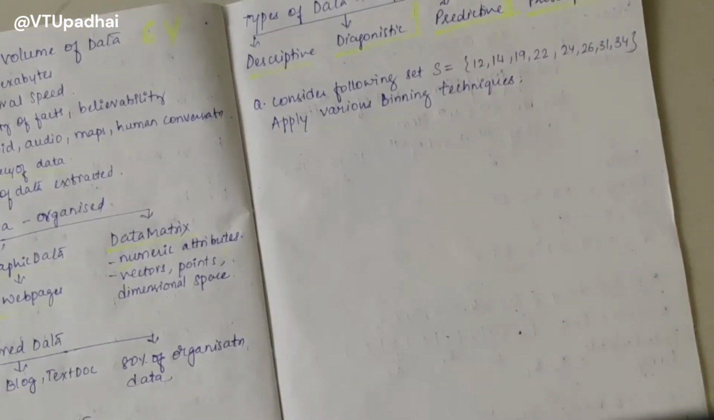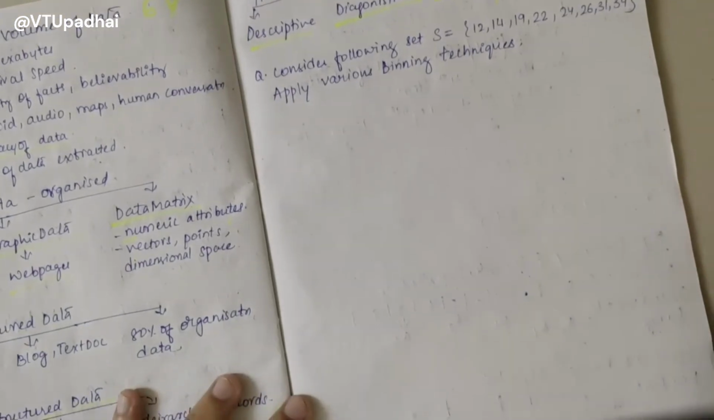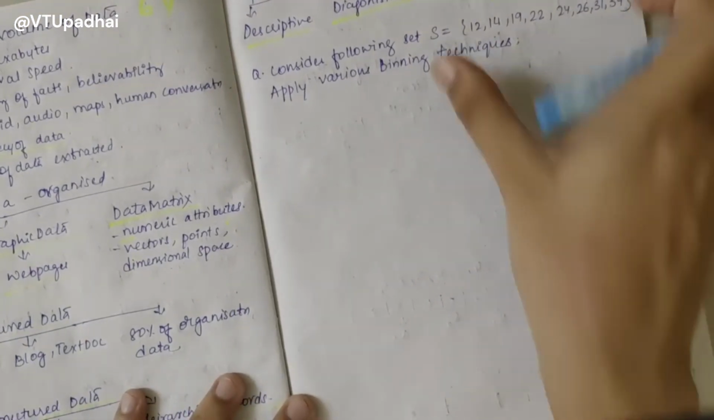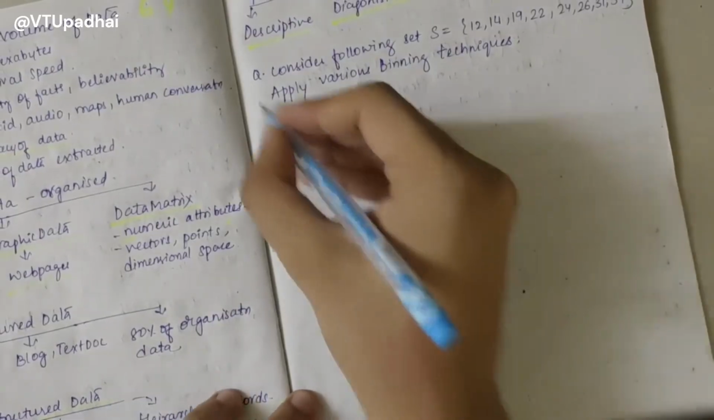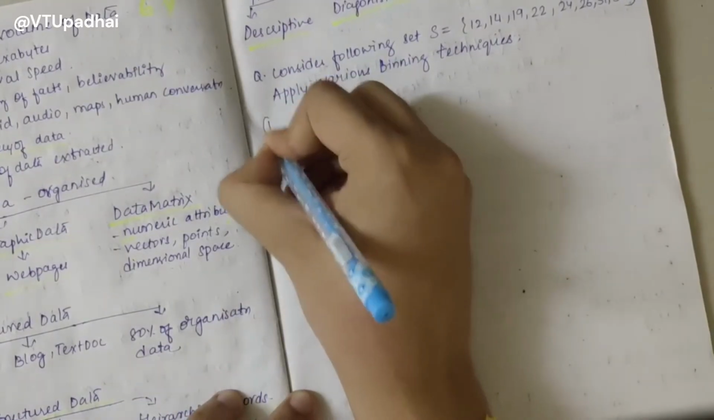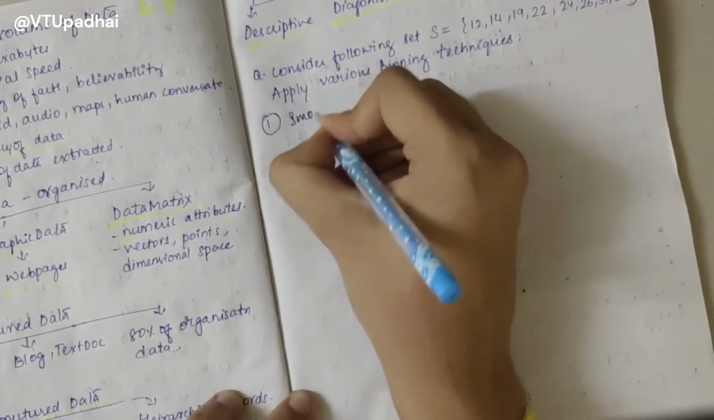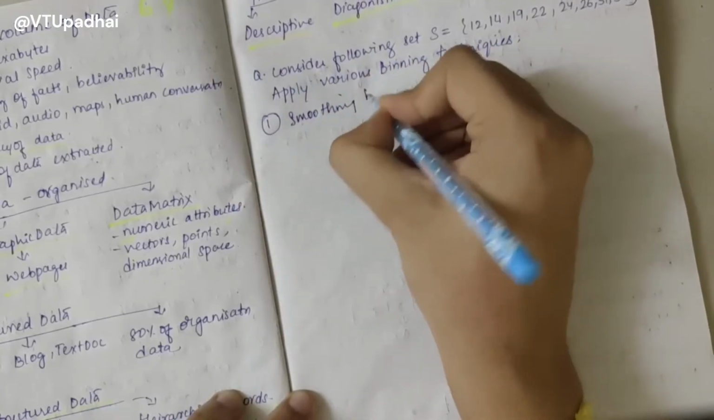Moving on, we have the binning techniques. So this is the problem. Consider the following set. The set comprises all these values. Apply various binning techniques. Here we have 3 binning techniques. The first one is smoothing by means.